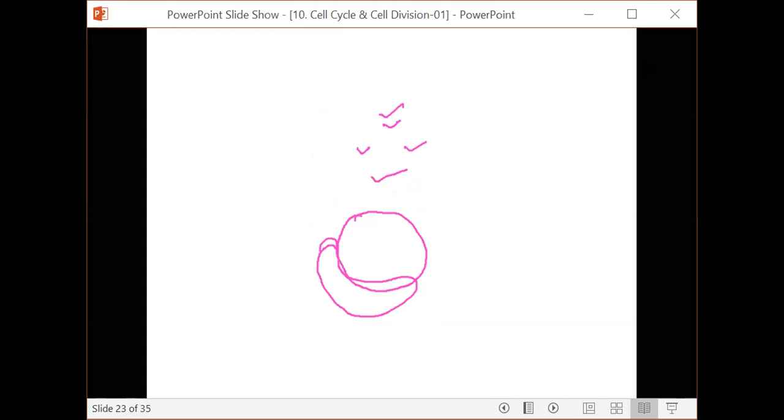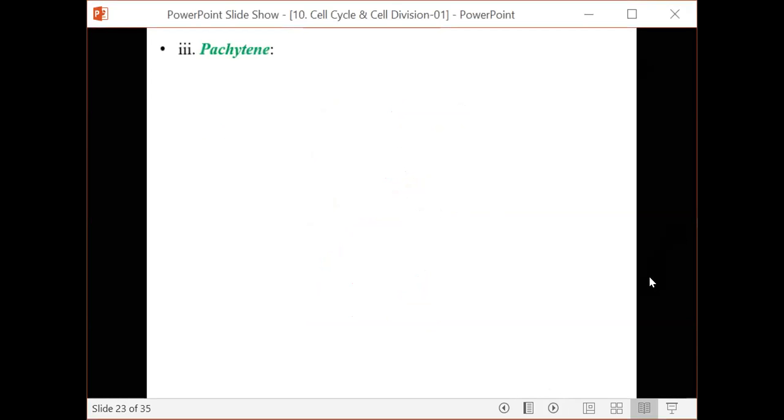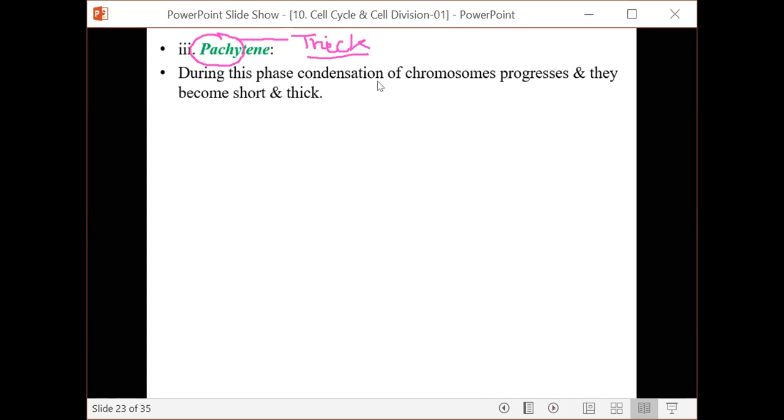Next. Pachytene. Now, pachy means thick. Lepto was thin, zygotene was thin too. Pachy is thick. So what is happening in pachytene? During this phase, condensation progresses as they become short and thick. In leptotene, we saw that they were appearing thin. In this, it is thick. That is what this pachytene is about. They appear thin, thick.